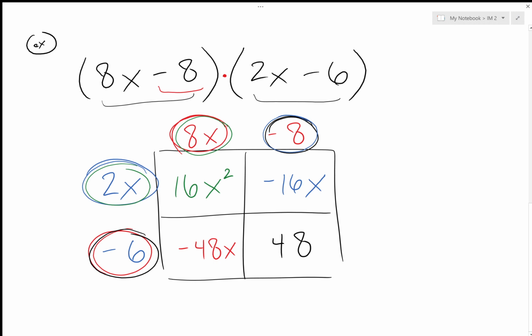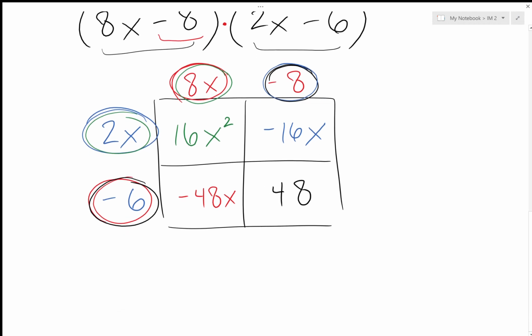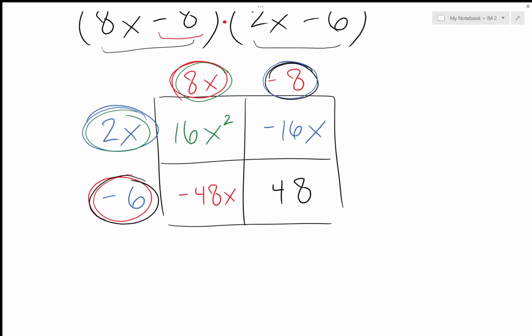So just like last time, we came out with four pieces, and now let's look throughout the whole thing and combine like terms. I'm only looking at the pieces inside the box now. The biggest exponent is the 16x squared. So I'm going to write that first because we want this in standard form, and there's nothing else to go with it, so that's done.